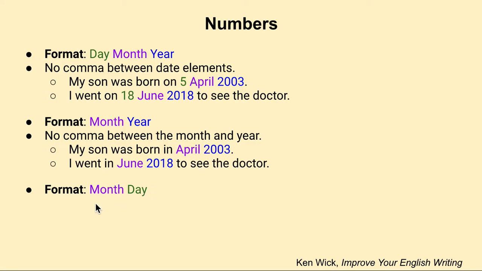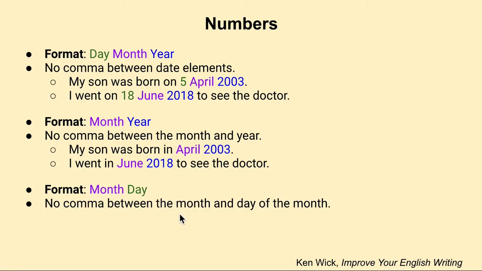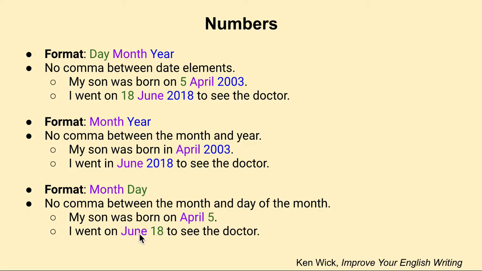Next format is month and day. And once again, no comma between the month and the day of the month. So if you had these examples, my son was born on April 5. You have month and day, no comma between them. And I went on June 18 to see the doctor. Once again, you have month and day, no comma between them.